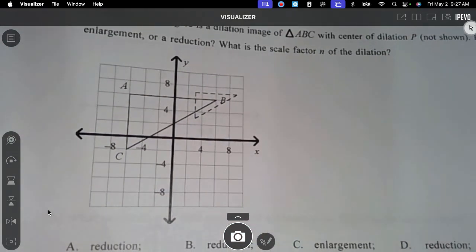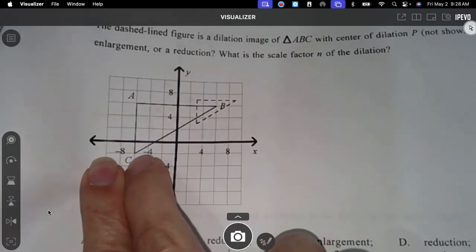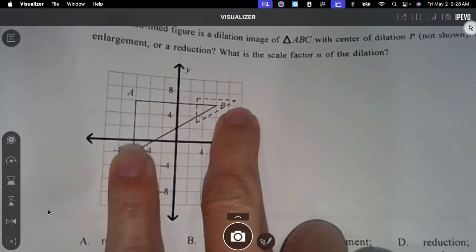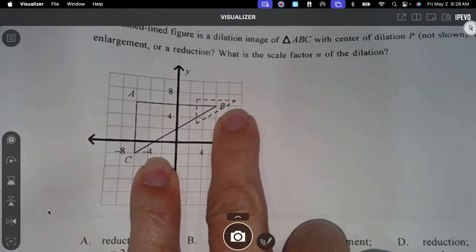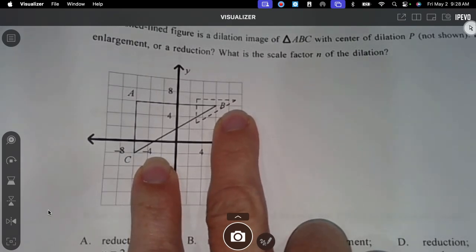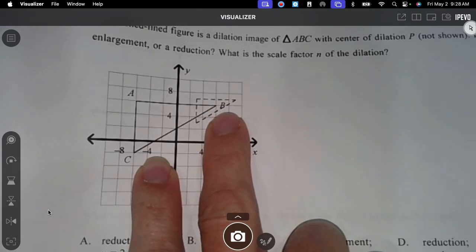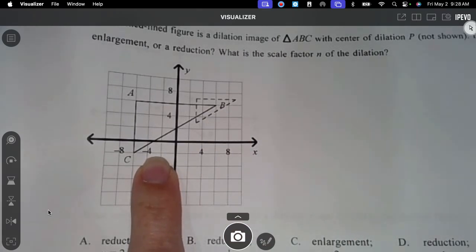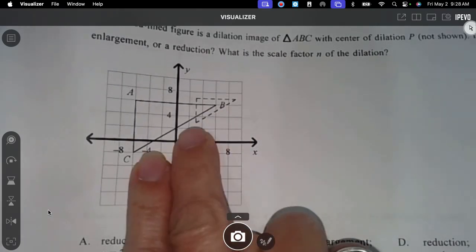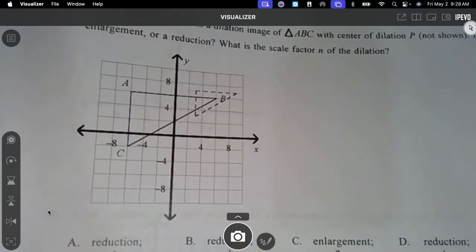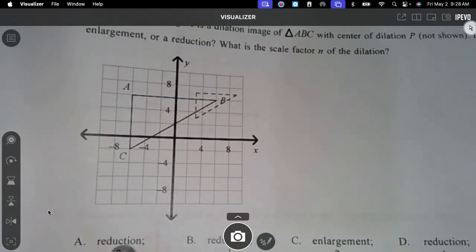Your dashed line is your new image, okay? So is this enlargement or reduction? Did we go from the black to the dotted? Reduction. Did it get bigger or smaller? It's a reduction. It was reduced in size. Okay, does everybody understand that? All right. Enlargement means larger. Reduction means it was reduced. So this one is a reduction. So we've already narrowed it down to 3 choices.